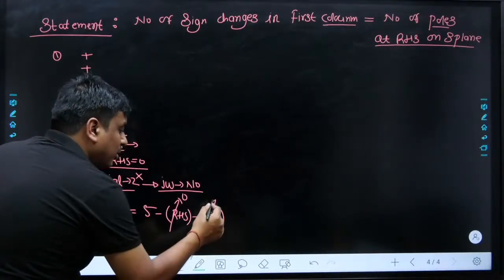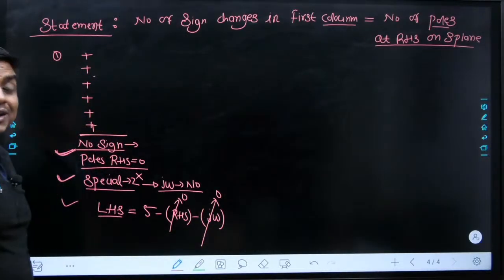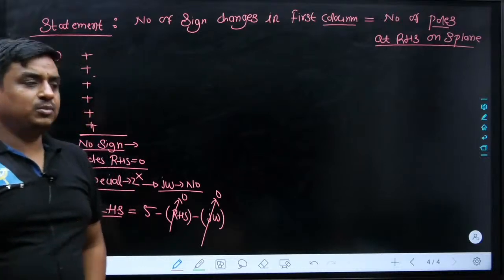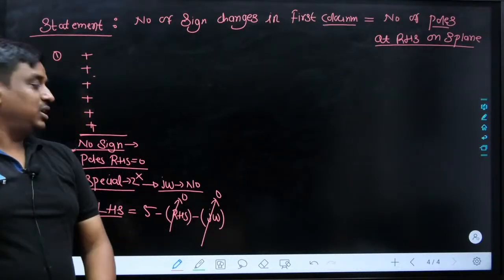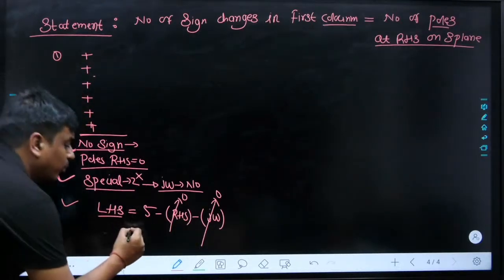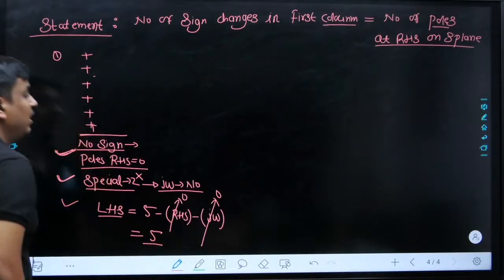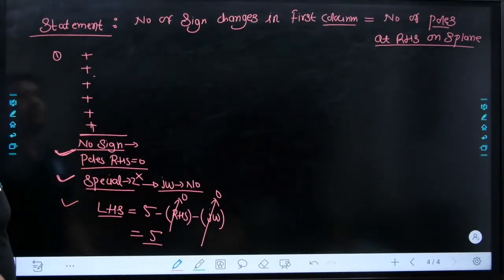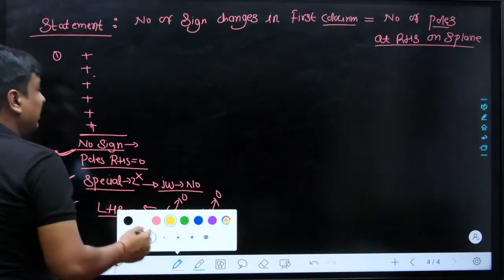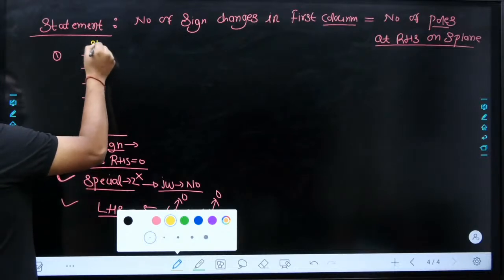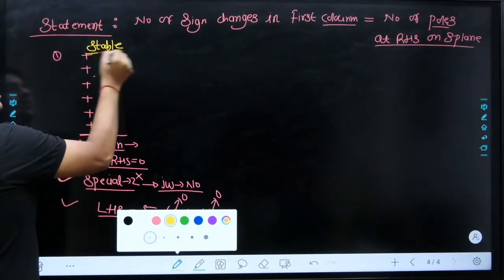And as far as this problem is concerned, it has not gone into the special case 2 category. By default, there would not be any pole over the j omega axis. So the number of poles towards the left hand side is simply 5. And may I know whether the system is stable or unstable? Definitely nobody can deny it. It's going to be a stable system.